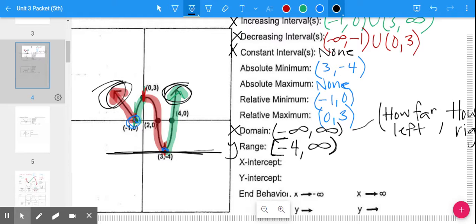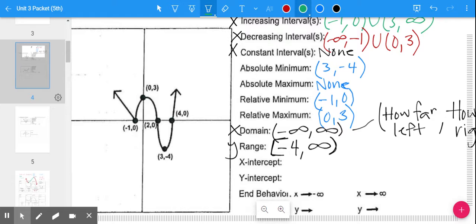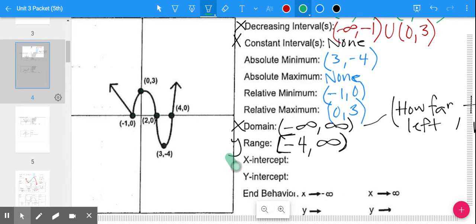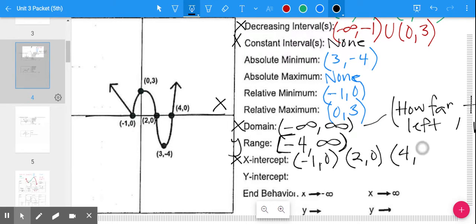So the x-intercepts. I'm going to erase all that I have going on over here. So your x-intercepts are the points where the line crosses the x-axis. So when we look at this, we're looking at the x-axis. So it crosses at -1, 0, and we want these always written as an ordered pair. It crosses at 2, 0, and it crosses again at 4, 0. Again, your x-intercept has a y value of 0 every time. So look at all your ordered pairs where the y value is 0.